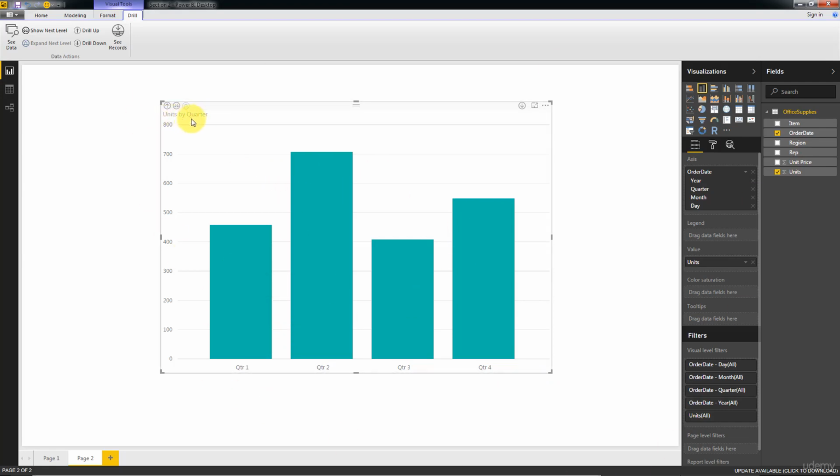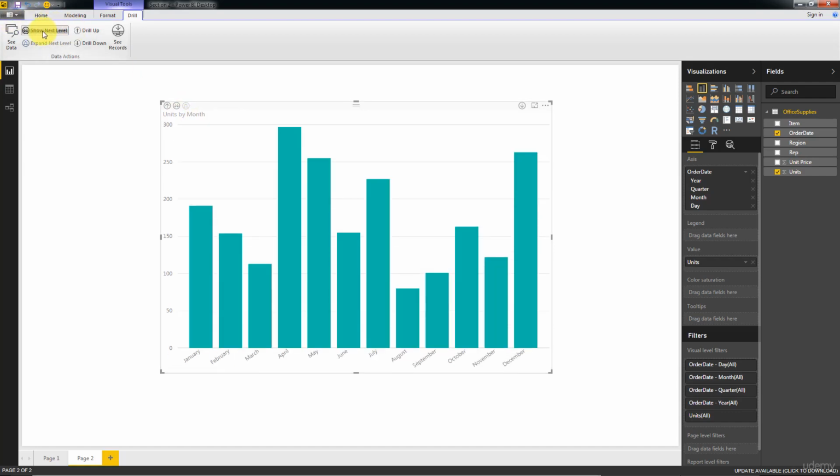You can see that here it says units by quarter. It doesn't even contain the year column here. So we can drill in further again, going to show next level. And here now we've got January, February, March, April, May, June, and these months are actually from 2015. These months are from 2016. But this time the aggregation is by month.